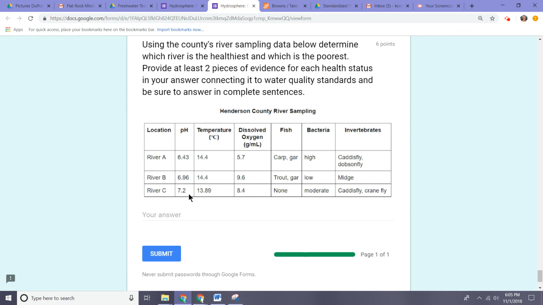River C, the pH is 7.2, temperature is 13.89 degrees Celsius, dissolved oxygen is 8.4. Fish are none. Bacteria is moderate. Invertebrates were caddisfly and cranefly.